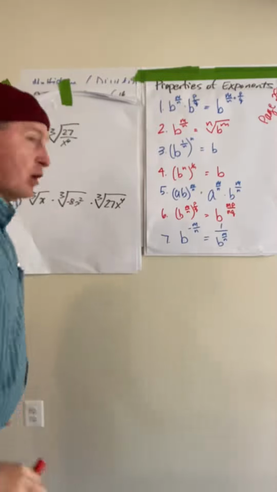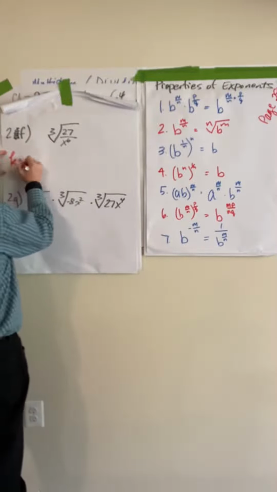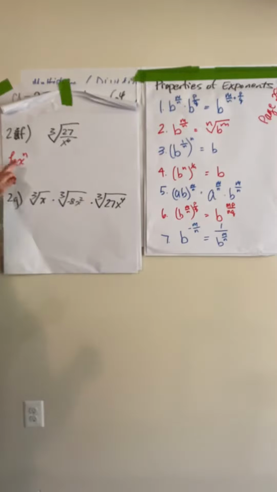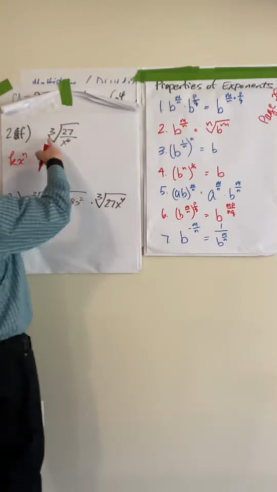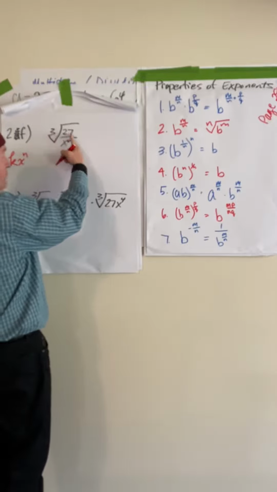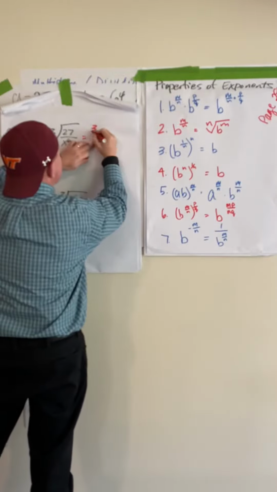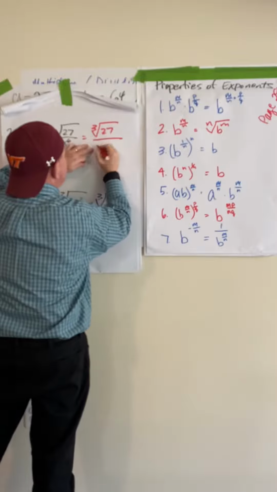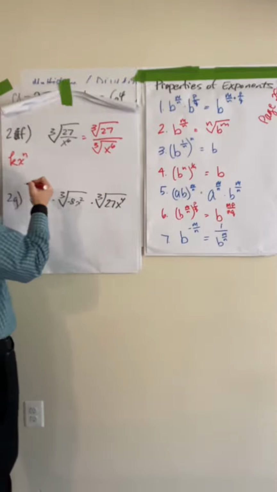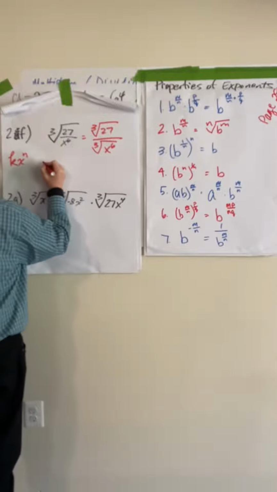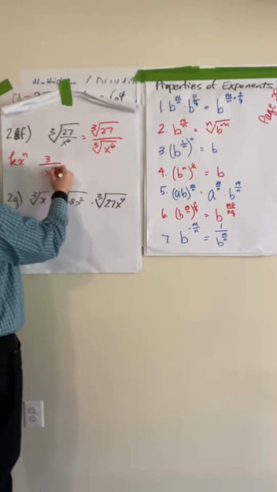All right. So it says every answer is supposed to look like this. Have these terms, k x to the n. So if we have more than one term, we're going to have more than one thing looking like k x to the n. So I got to do the cubed root of 27 and the cubed root of x to the 6th. This equals the cubed root of 27 divided by the cubed root of x to the 6th. All right? So the cubed root of 27, that's 3. And the cubed root of x to the 6th, that's x squared.